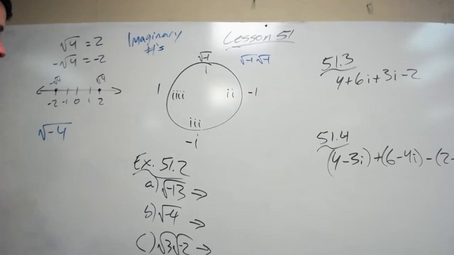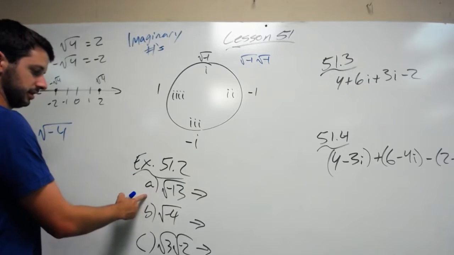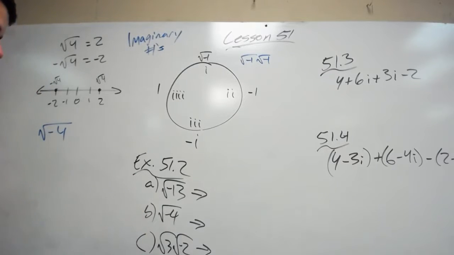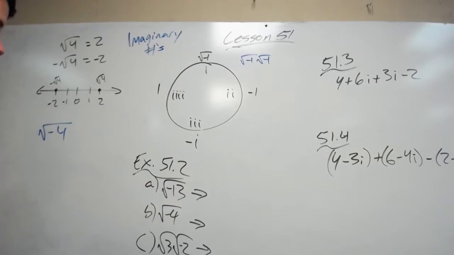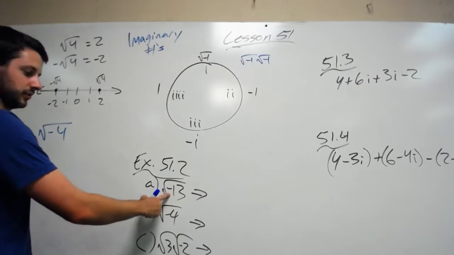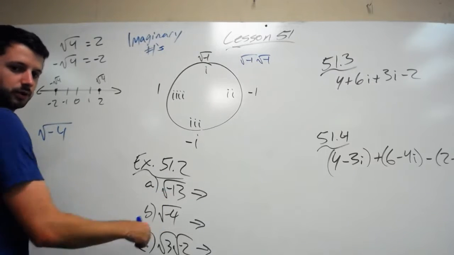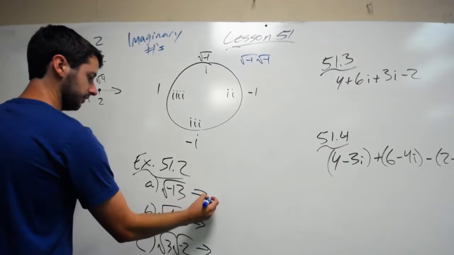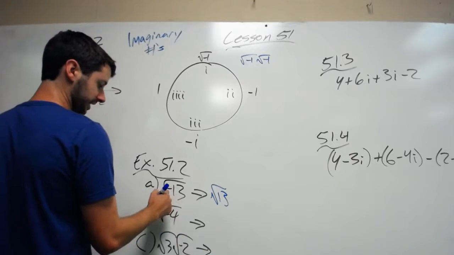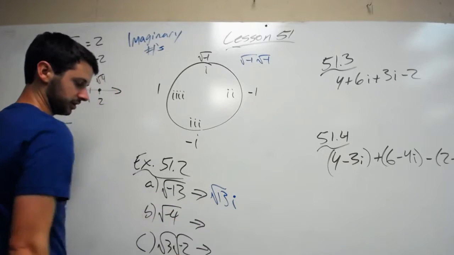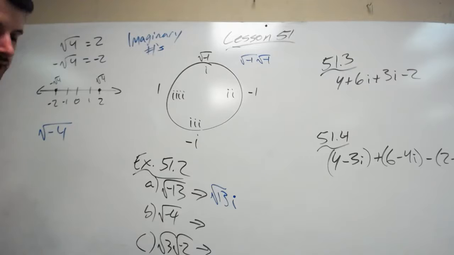Now let's look at example 51.2. It says use Euler's notation to rewrite these numbers. This is referred to as Euler's notation. So if you have a negative inside of a square root, what we're going to do is leave the number inside the square root, and then we are going to take the negative and turn that into an i. And that would be how we write it.